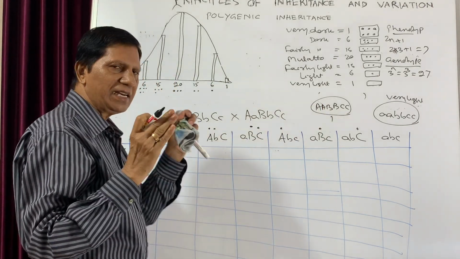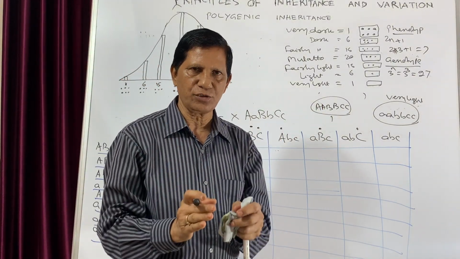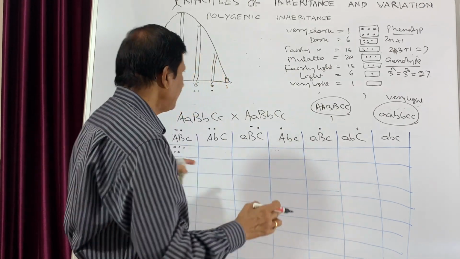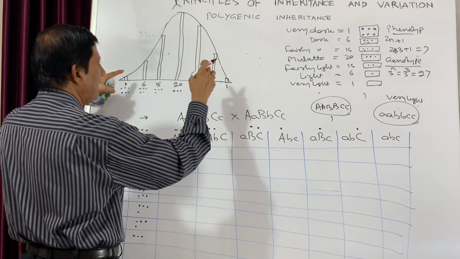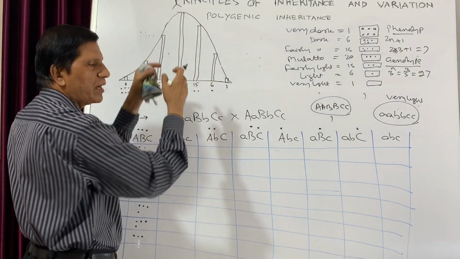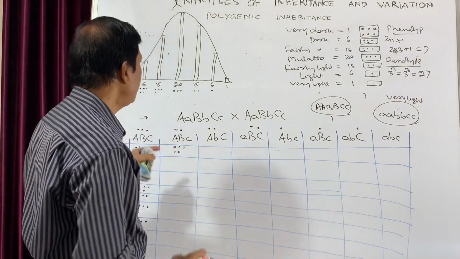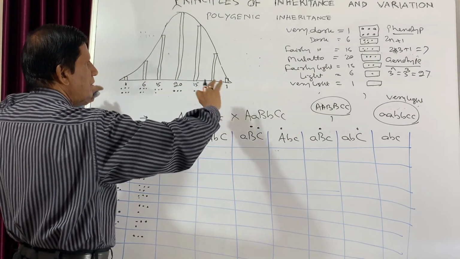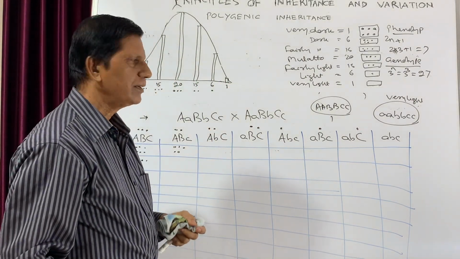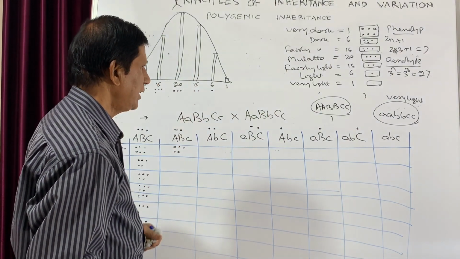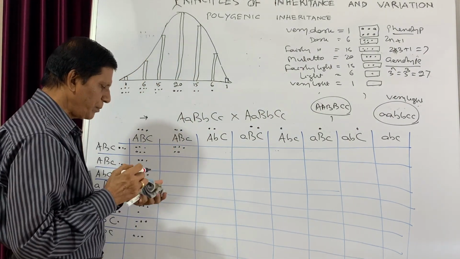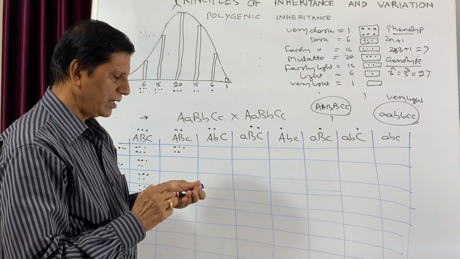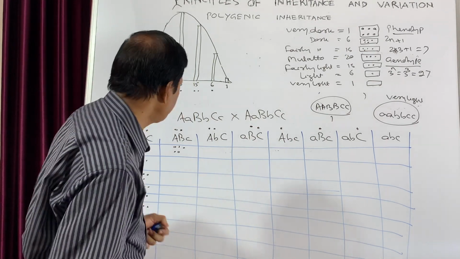That means initially we have taken the parental characters, very dark and very light. The parental characters are appearing very less, while the intermediate types are more in number. That is observable from this histogram. The intermediates are more in number, while the extremes are very less in number. So this we are obtaining from this histogram.